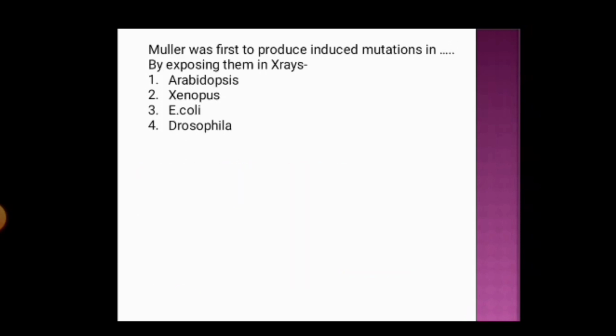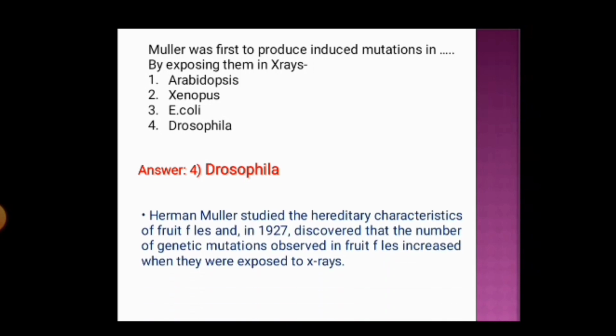Muller was first to produce induced mutation in dash by exposing them to X-rays. Option 1, Arabidopsis, option 2, Xenopus, option 3, E. coli, option 4, Drosophila, and the correct answer is option 4, Drosophila. Muller in 1927 discovered that the number of genetic mutations observed in fruit flies, that is Drosophila, increased when they were exposed to X-rays, that is ionizing radiation.